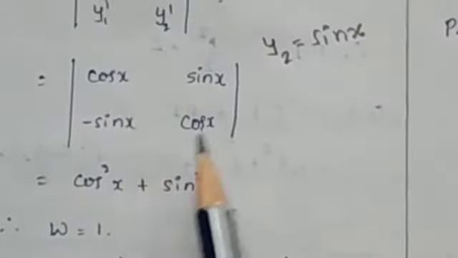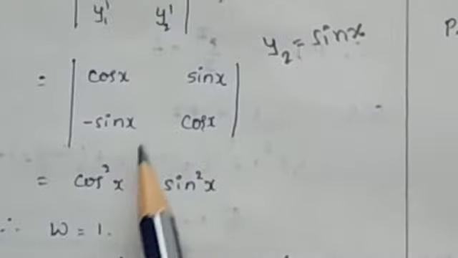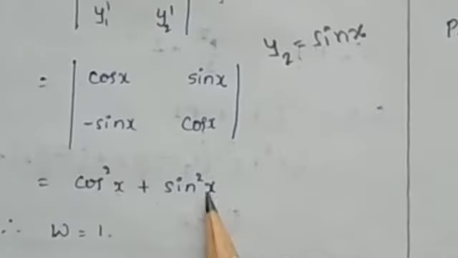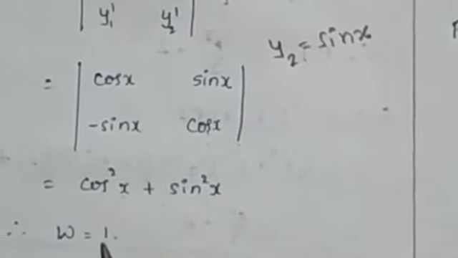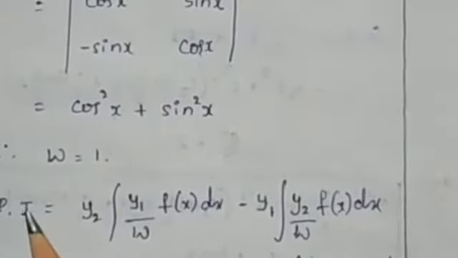Then you simplify the determinant of these functions. Then you get cos square x minus into minus, plus sin square x. Cos square x plus sin square x is 1. So W is 1. So what is the formula to find the particular integral?